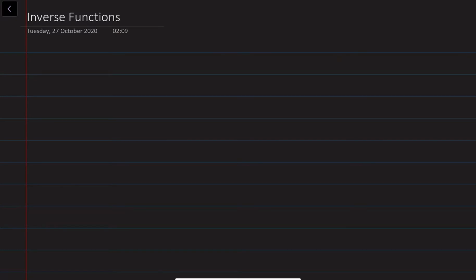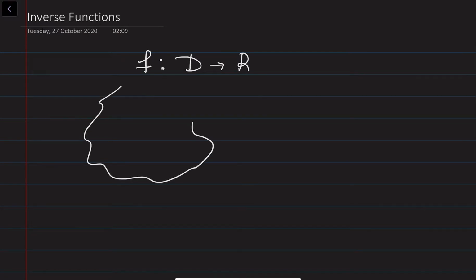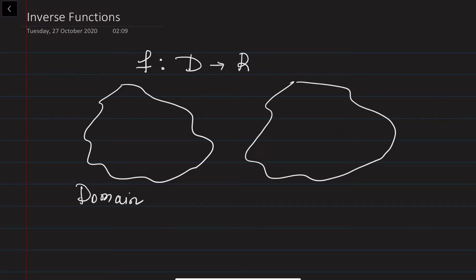Before we proceed, let us redefine what a function is. A function is a map between two sets, from the domain to the range. You can understand it like this: you've got a domain with lots of items, or numbers, and you've got a range, another set of items, and the function essentially takes one number from the domain and brings it to the range.